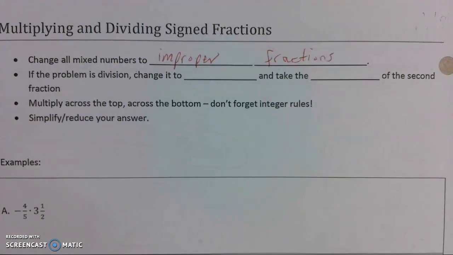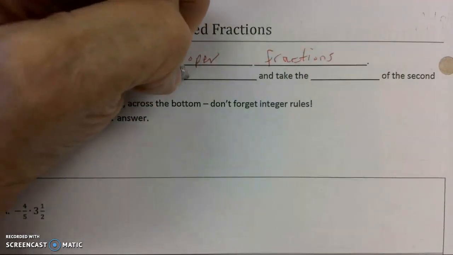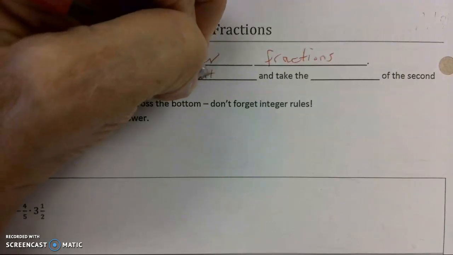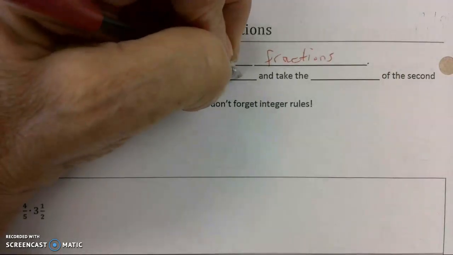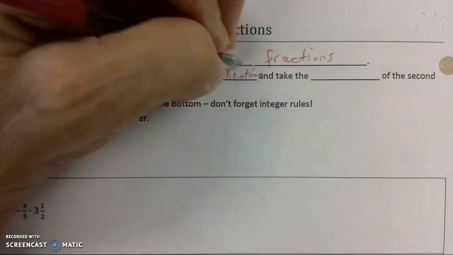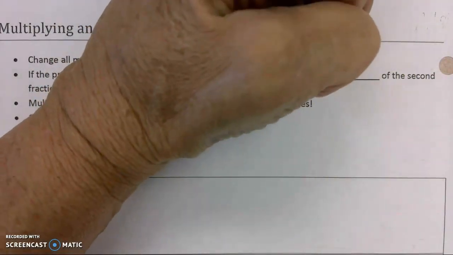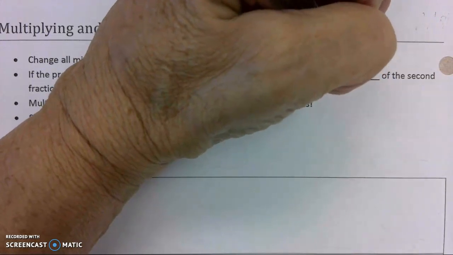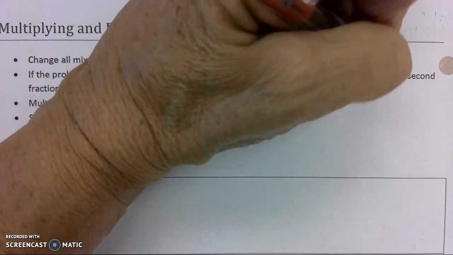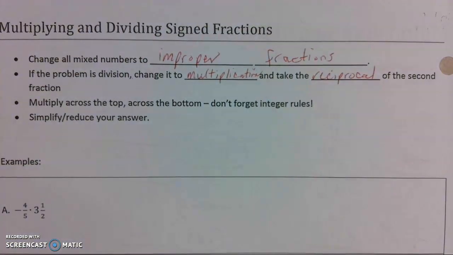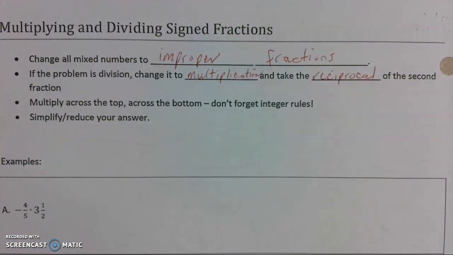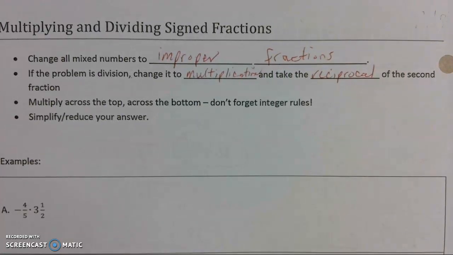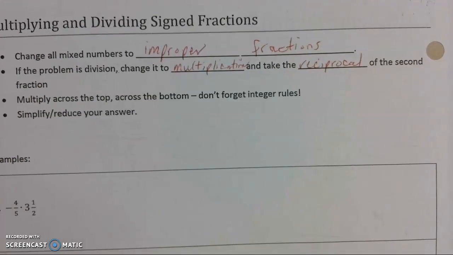If the problem is division, we're going to change it to multiplication and take the reciprocal of the second fraction. You know that as keep, change, flip. Multiply across the top, across the bottom. Don't forget your integer rules, and then simplify your answer.